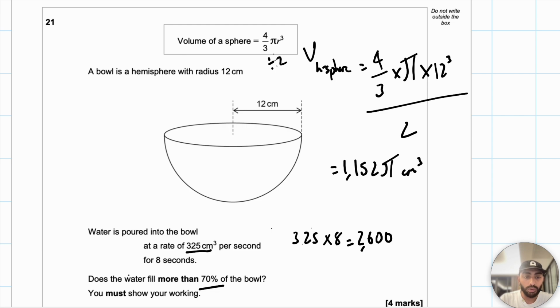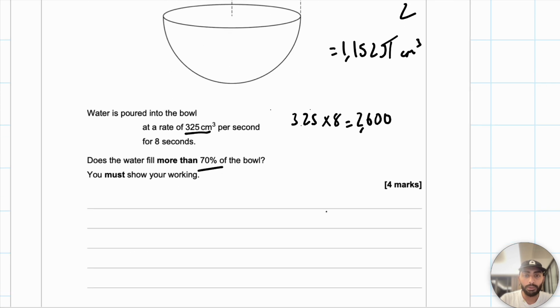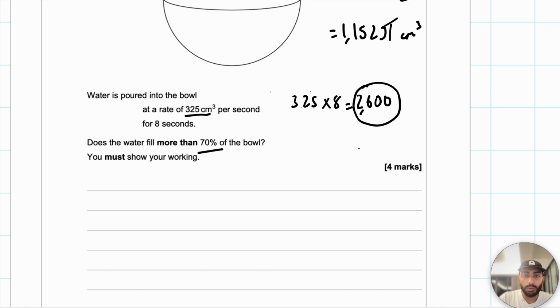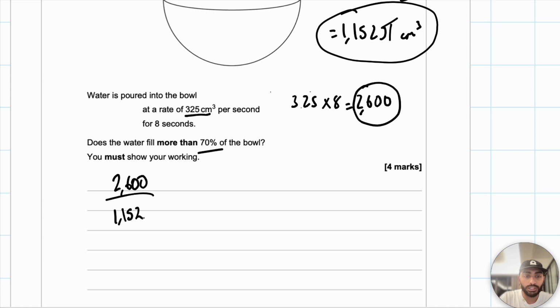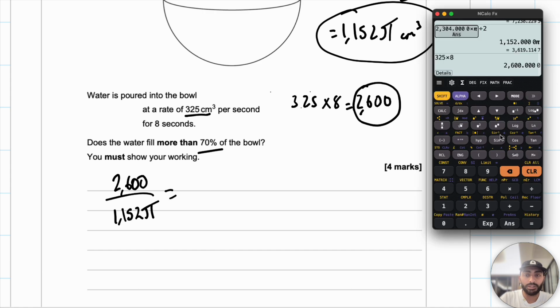We're trying to find whether it fills more than 70% of the bowl. So let's work out what proportion of the bowl is filled. If we know this is the amount of water that's going in and this is the total volume of the bowl, we can place this over this one. So 2,600 divided by 1,152 pi. That will give us a decimal, and we'll just multiply that by 100.